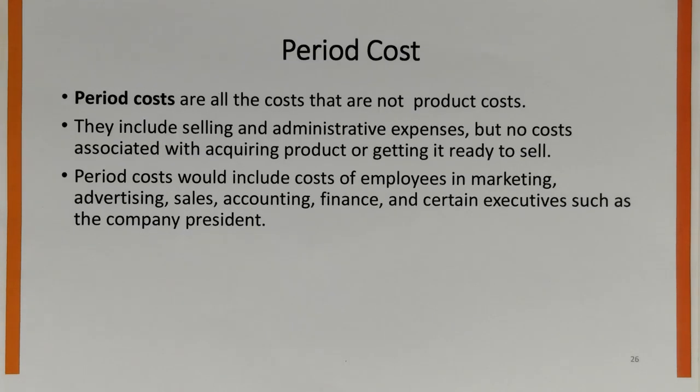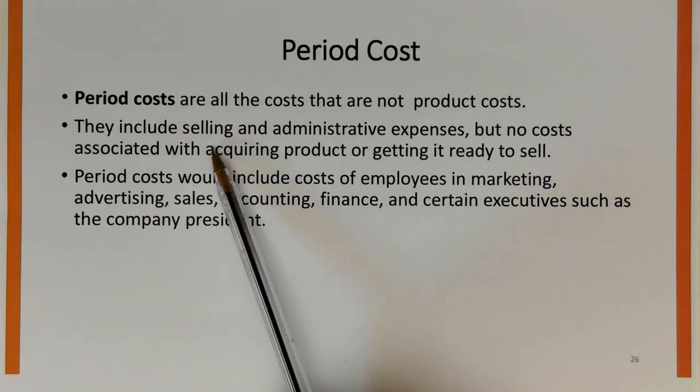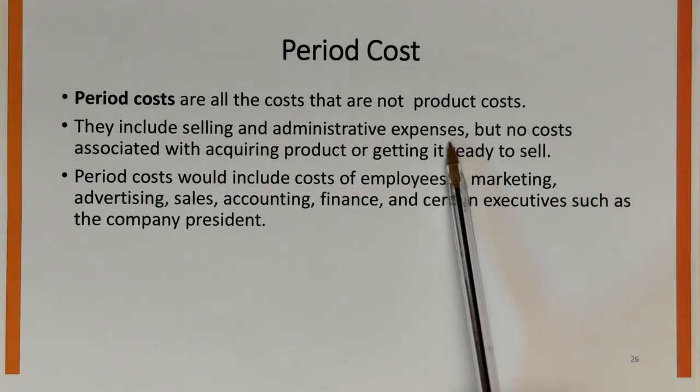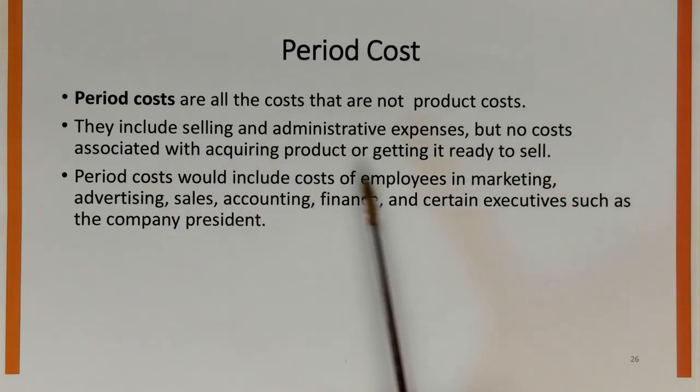We've been talking about product cost, cost of our products, bringing them into our place of business and getting them ready to sell. Now we're going to talk about period cost. Well, what are period costs? Period costs are all the costs that are not product costs. I know that that's a pretty lame description, so let me move on and talk about this a little bit more. Period cost generally includes selling and administrative expense, but does not include the cost associated with acquiring our product or getting it ready to sell.